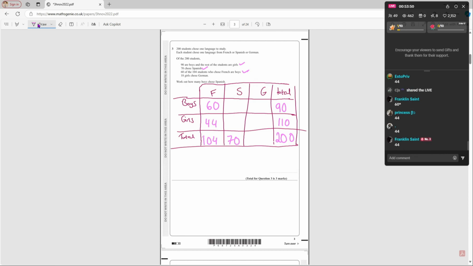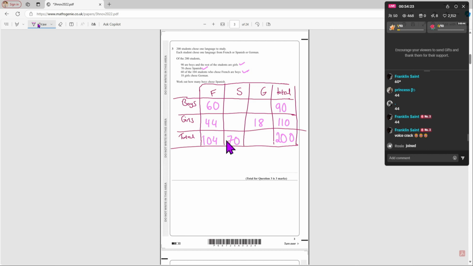And then it says 18 girls chose German. So we know that 18 is going to go over here in the German section. And now once we have done that, we have put every single piece of information we are given into our two-way table. Now we're going to fill in our missing gaps. So we're going to fill in this one over here, the total for the Germans.